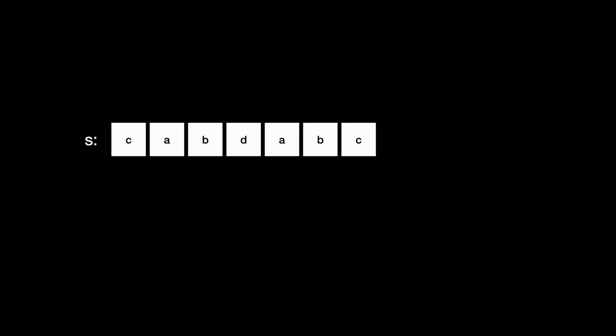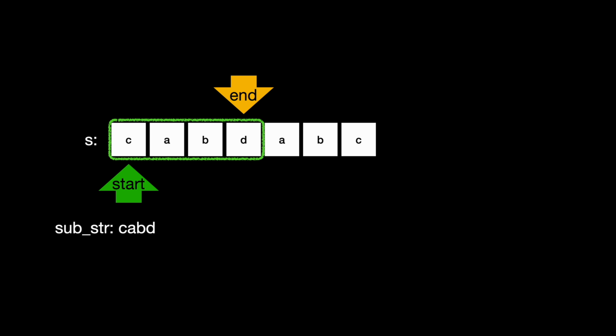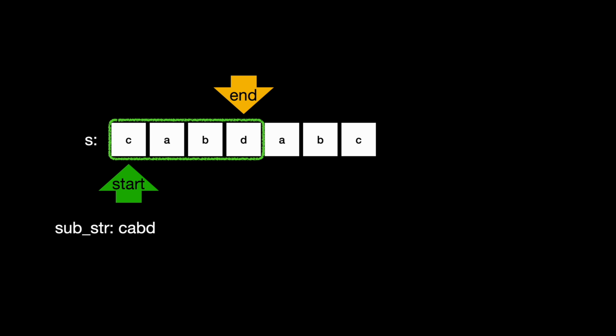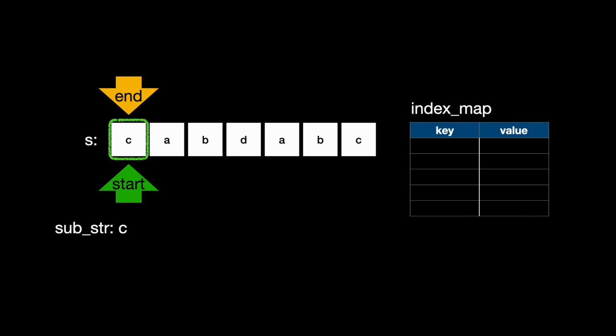So let's think about how to do this more efficiently. Since we need to explore all possible substrings in a linear fashion, we'll use 2 pointers, one called start and the other called end. Now, in order to efficiently check for duplicates as we scan through the string, we'll need some kind of data structure. The best choice here is a hash map, because it lets us check if a character exists and look up its index in constant time, O of 1. Let's call this map index map.